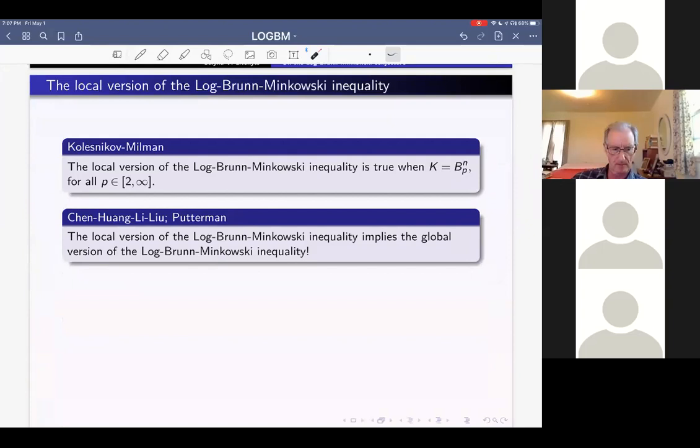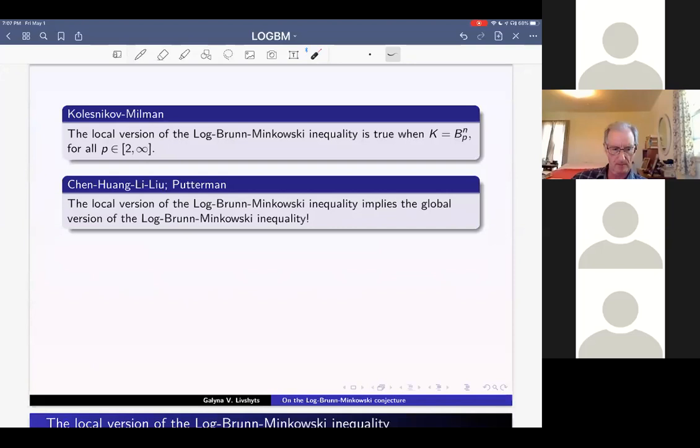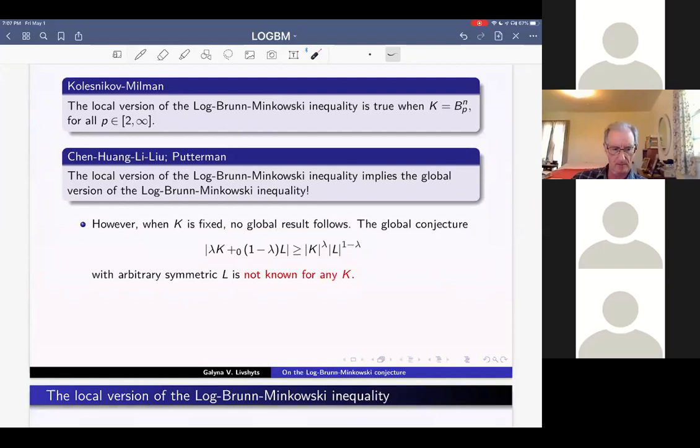So this was really great news for us, because we couldn't actually show it. It's much harder than the situation with the usual Minkowski addition. I mentioned earlier that for Minkowski addition, the global statement is equivalent to its local version, which is fairly easy to show. But when we're dealing with this log addition, it turns out to be much harder, but still it's true. So in order to prove the conjecture, it's enough to verify this local version. But one should remark here that the local version implies the global version if we check the local version for all sets and all functions. If we can only check it for one set, like the p-ball, for example, then it doesn't imply anything, right? And in fact, the global Log-Brunn-Minkowski conjecture is not known for any set k for arbitrary L. Such a result does not exist.